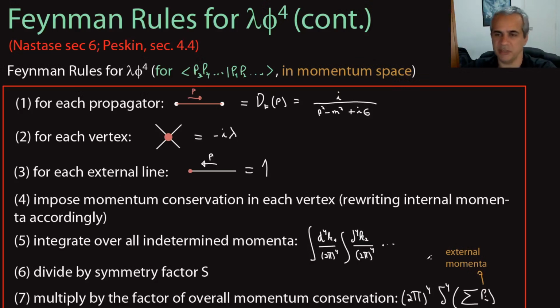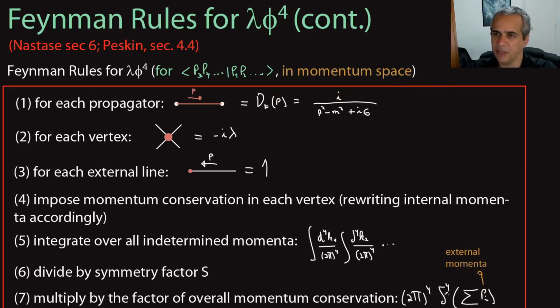So the rules themselves are quite simple, right? You draw all diagrams at a particular order in the perturbation theory, and then this table assigns functions to each graphical element in those diagrams. So we have expressions for the internal lines, which are the propagators. I have numbers for the vertices. The external lines don't do much. And then we impose momentum conservation and integrate over all the indeterminate momenta in the diagram. And we have to figure out the symmetry factor and divide by it.